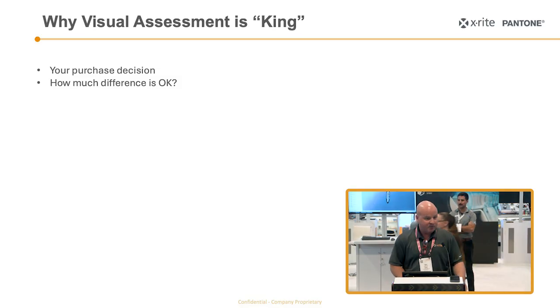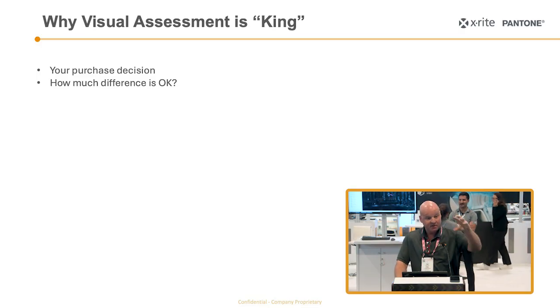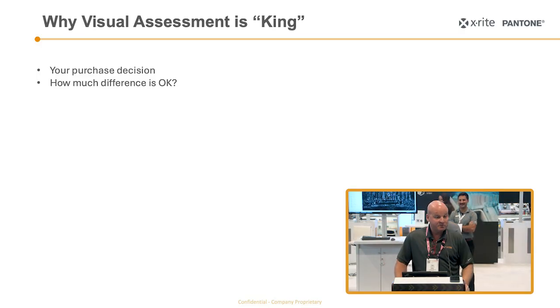Why is visual king? First of all, everybody goes back to visual. They're going to decide to purchase based on visual. That even goes into the packaging world, where if I put something on the shelf and it visually looks different than the rest of the product, they believe there's something wrong with it. So that affects their decision to actually purchase the product.